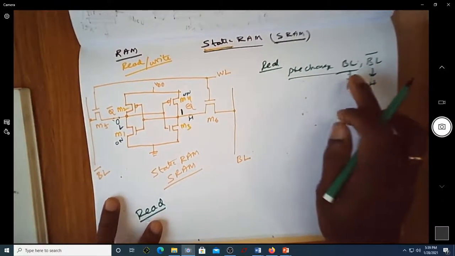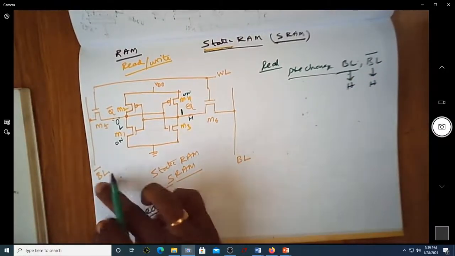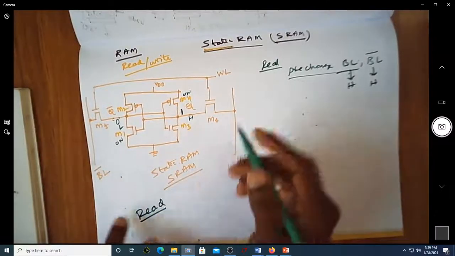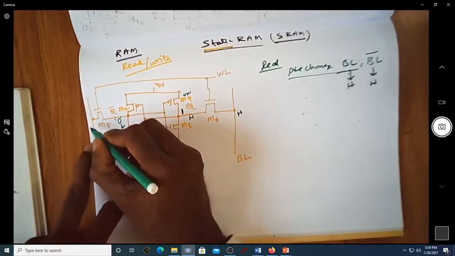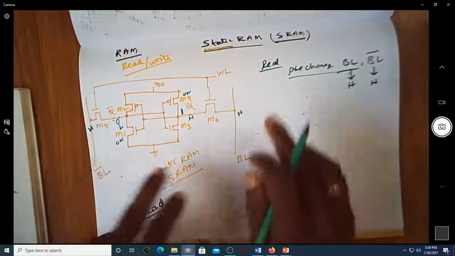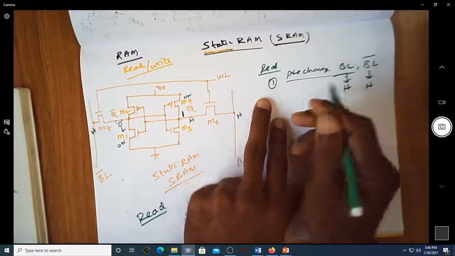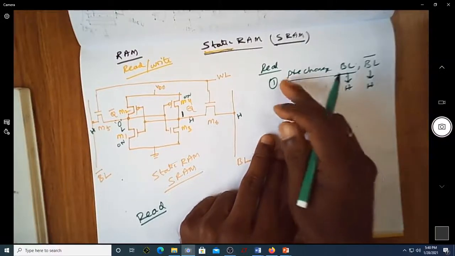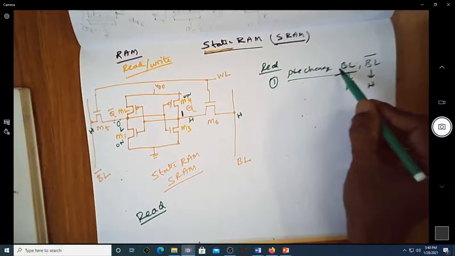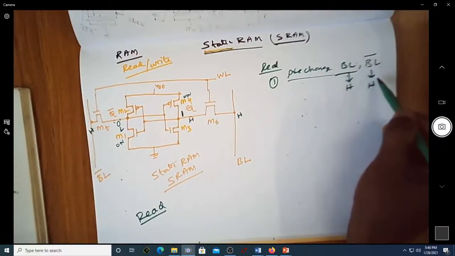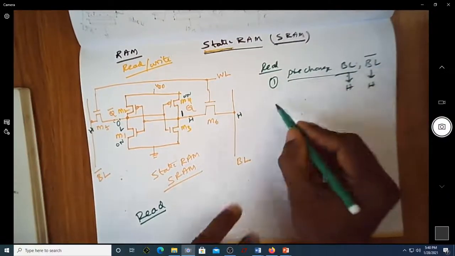So I'm making both bit line BL and bit line BL bar high. Now you can see I'm making this high, and this is also made high. This is the first step you have to follow whenever you are doing the read operation. You pre-charge the bit line and bit line bar lines as high.